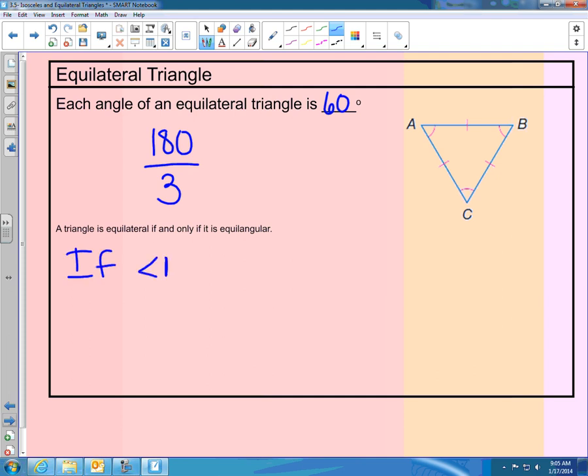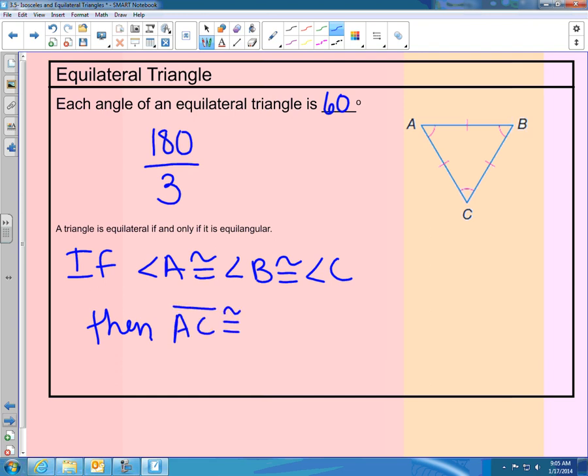So if angle A is congruent to angle B, and those are also congruent to angle C, then we can say side AC is congruent to side BC is congruent to side AB. So if it's congruent sides, it's congruent angles.